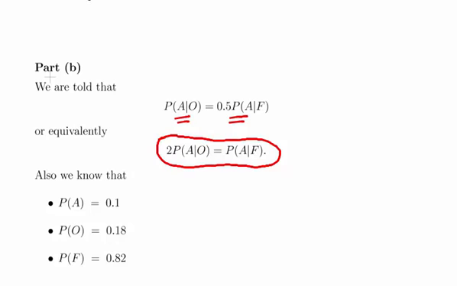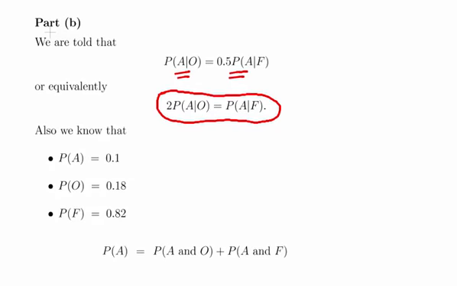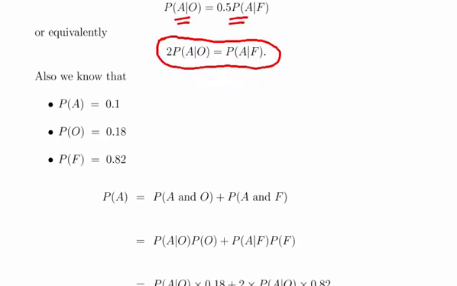Now, we were told actually in the question at the start, we were given quite a lot of information. For example, the probability of an accident is 10%, office staff is 18%, and factory floor staff is 82%. So that's all the useful pieces of information we were given.